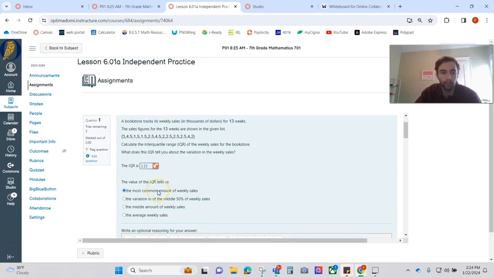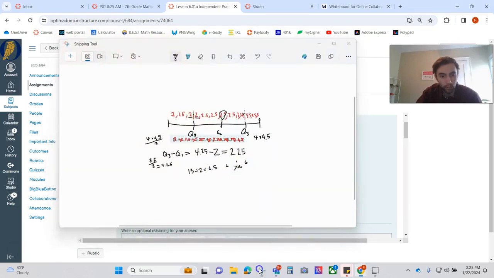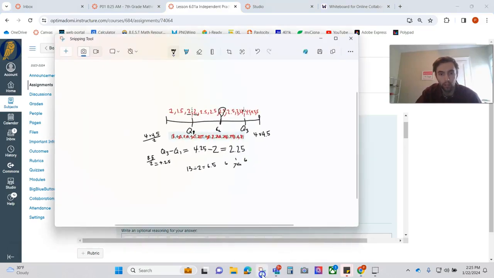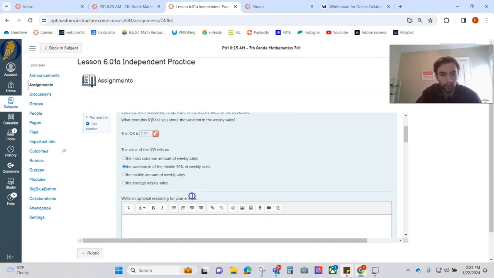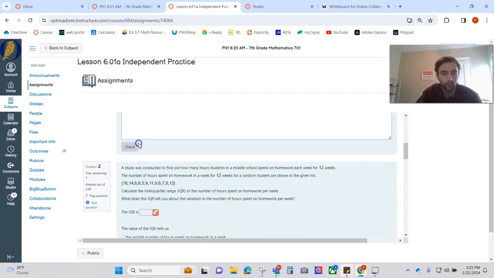2.25. Now let's see what this interquartile range tells us. The most common amount of weekly sales? Nope, 2.25 was not one of these numbers, so I know it's not this. The variation in the middle 50% of the sales. That sounds promising. I'll click that just in case. The middle amount of weekly sales? No, 2.5 was the middle amount of weekly sales. The average weekly sales? No, we didn't find the average. Okay, I think it's the variation in the middle 50%. Check.